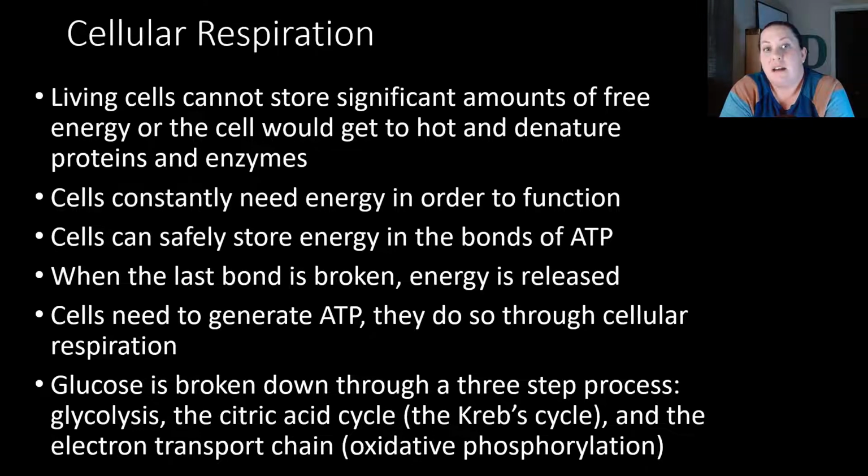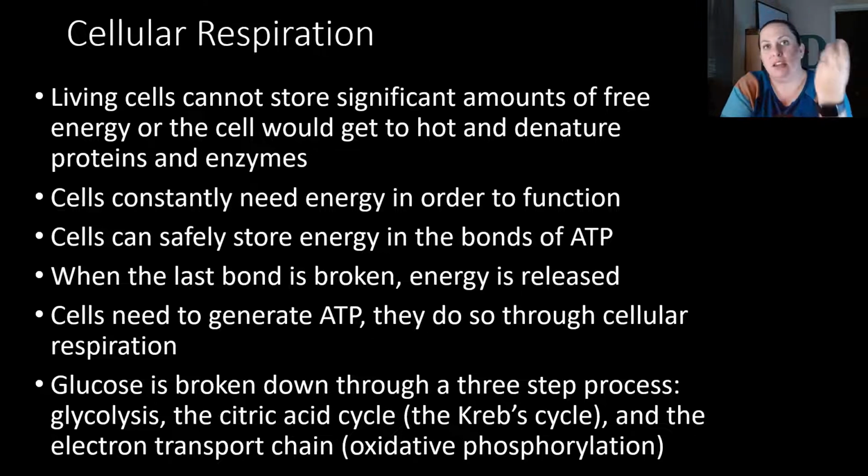So cells constantly need energy in order to function. And the type of energy that they prefer is ATP. It's the safest form as well as the most efficient form of energy for the cell. Now, cells need to generate ATP, and they are going to do it through this process of cellular respiration that we're going to talk about today.